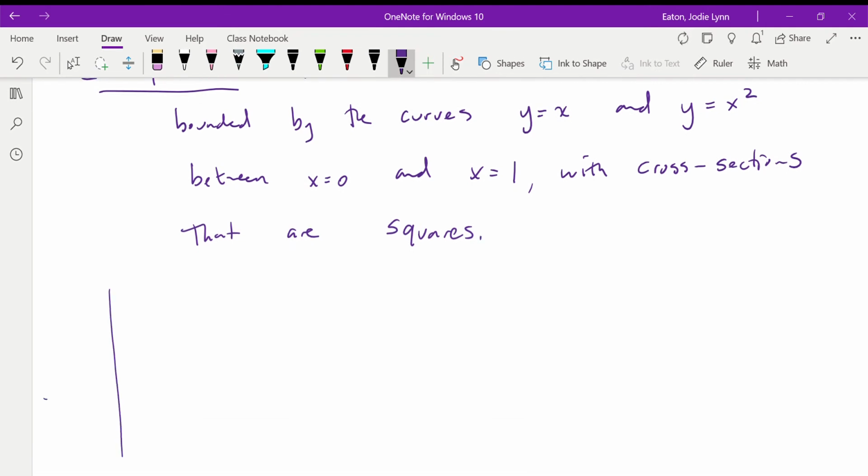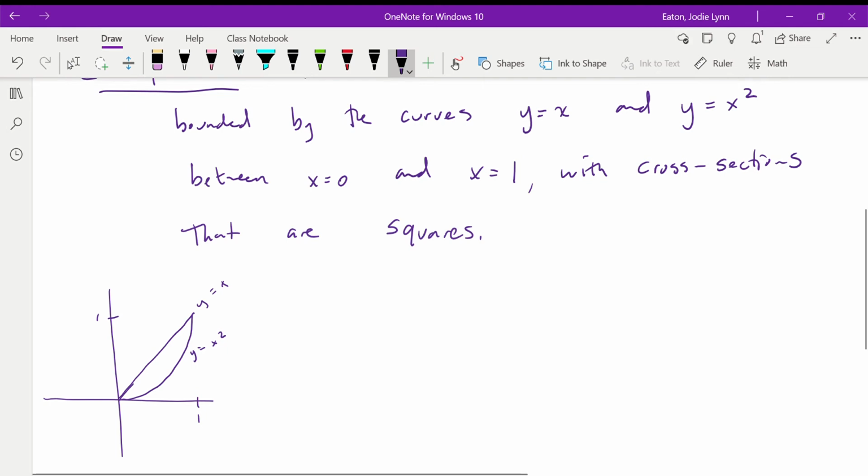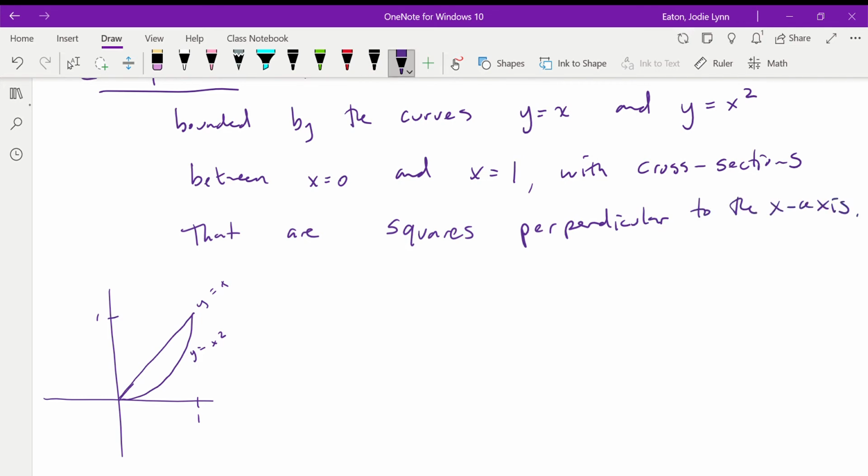We're going to draw our functions. This is our line y equals x. This is our y equals x squared. This is 1, and this is 1. The idea is that we're going to have a solid formed by shapes popping out of the page. There's one more piece of information we need: these squares are perpendicular to the x-axis. So we are going to draw squares.